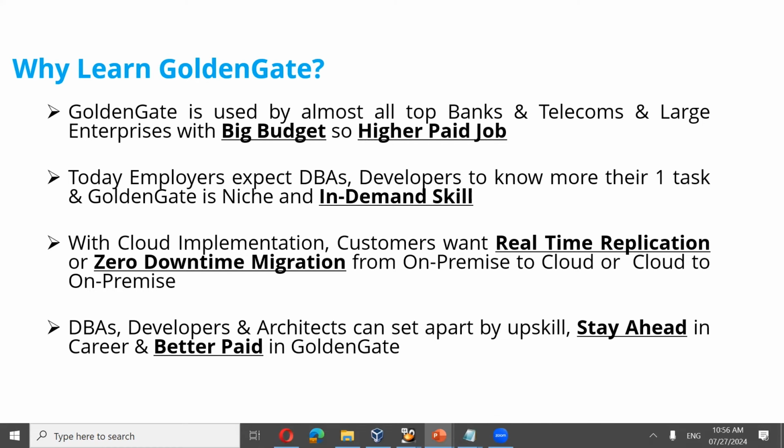Now, another reason why there is so much demand for GoldenGate administrators is that there are a lot of cloud implementations going on. So customers want real-time replication or zero-downtime data migration from on-prem to cloud. So you can go for short-term contract projects as well. There they pay you very handsomely and you do their project and come out.